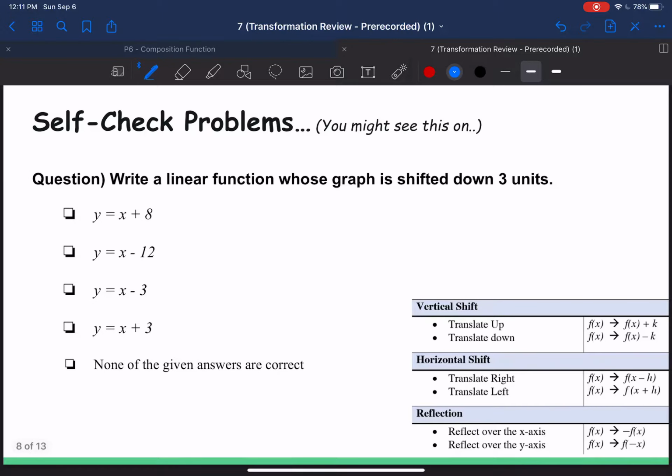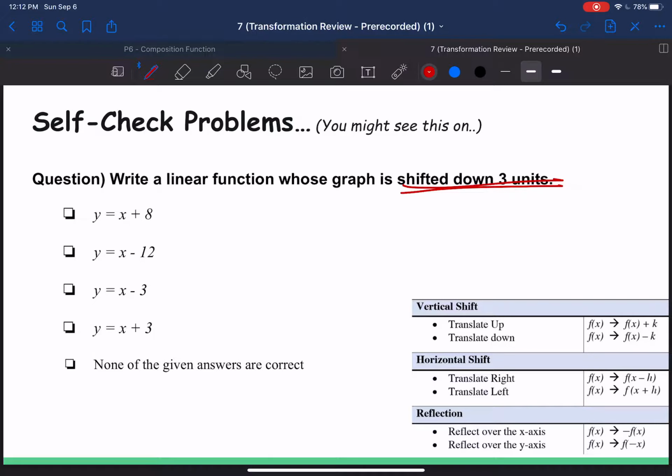Let's go over some examples. You might see this on the module 1 test, so if you want, please write it down. That's totally fine. You can use your notes during the test. So question number 1: write a linear function whose graph is a shift down 3 units.